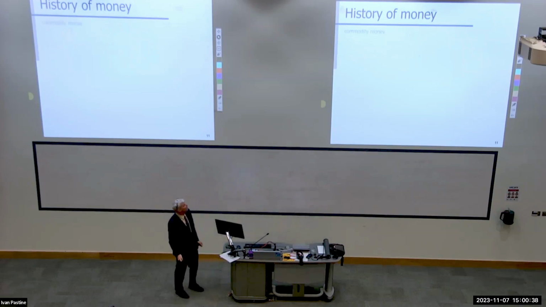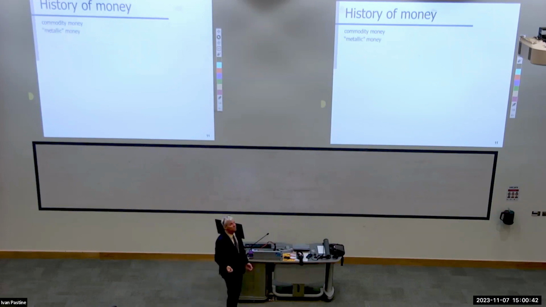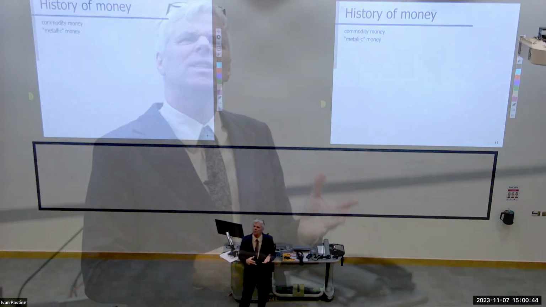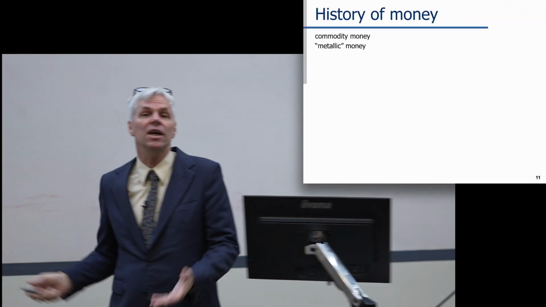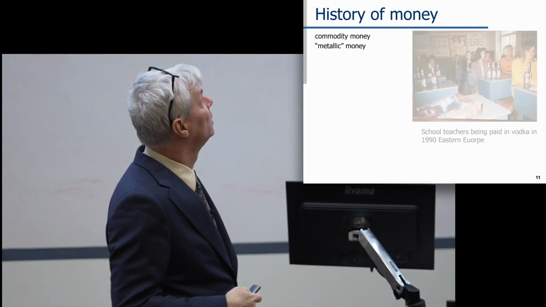All right, so in the distant past, there was commodity money. Eventually, that turned into metallic money, which isn't quite a line between the two, right? Metallic money is just a commodity money where that commodity isn't used that much. So it's not used in daily life that much.